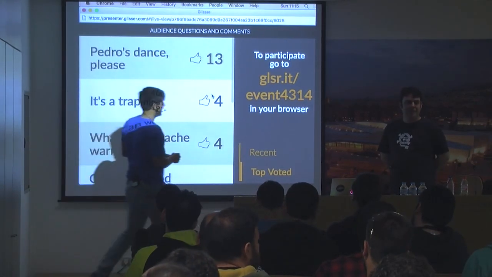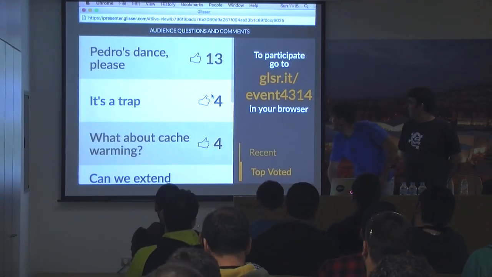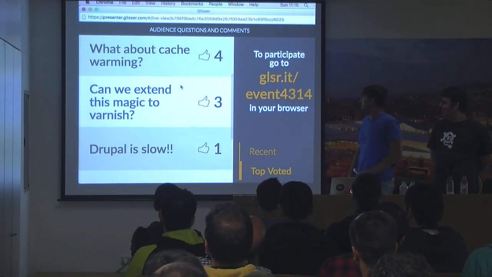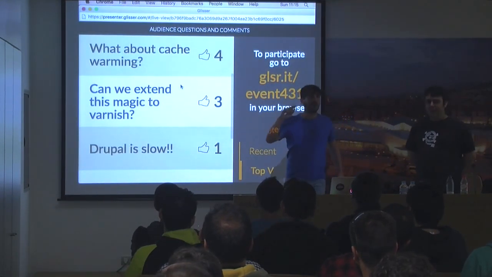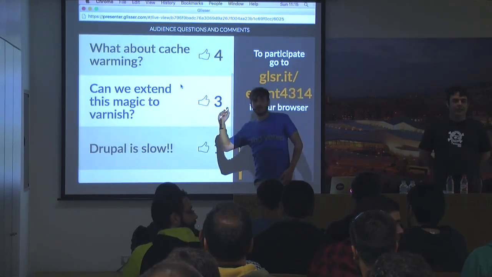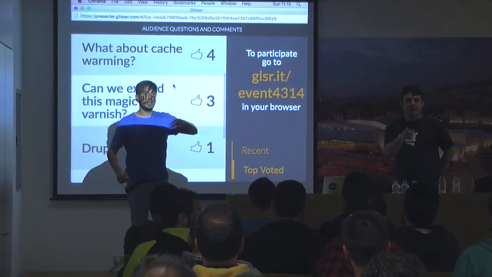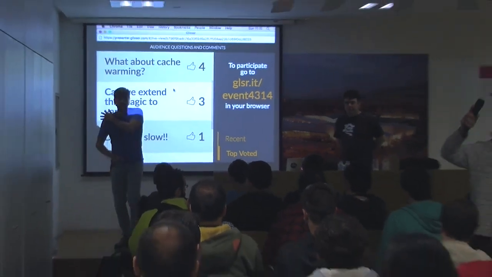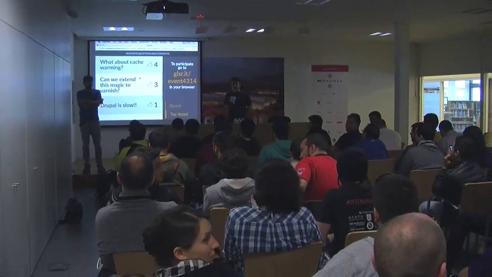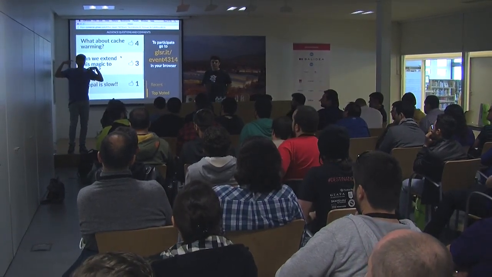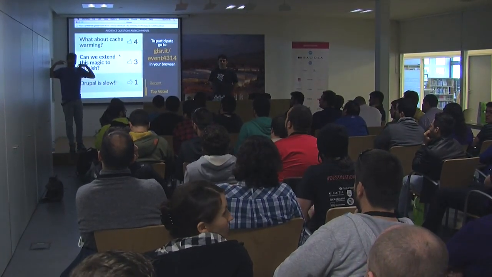So, okay, more dancing. It's a trap. What about cache warming? Who asked this? Do you want to extend on that? You mentioned that it actually renders really quick, but what's your approach basically for cache warming? Can you say that again? Sorry. What's your approach to cache warming?